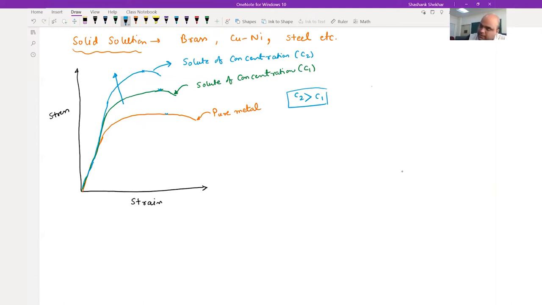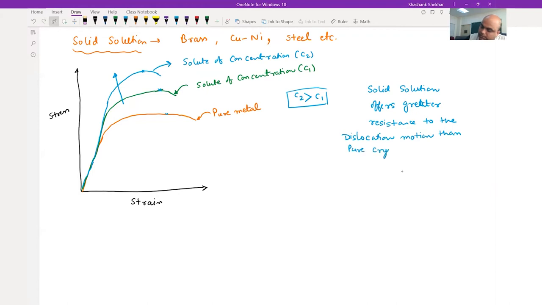So what you can write here is that solid solution offers greater resistance to the dislocation motion than pure crystals. Okay, you can see a pure crystal, right? So this is your pure crystal in the red color here. So pure metal has lower strength than the other two solute solutions, where one contains solute of C1, another one C2.